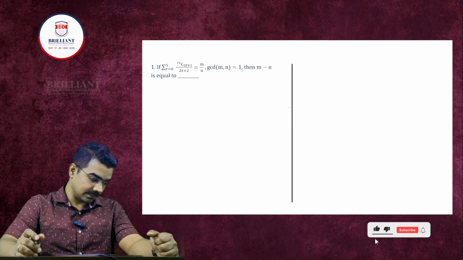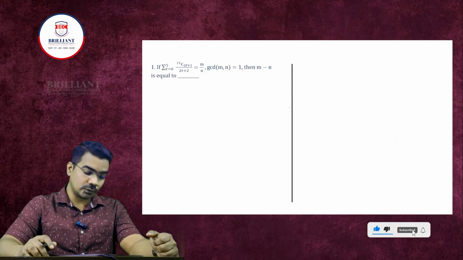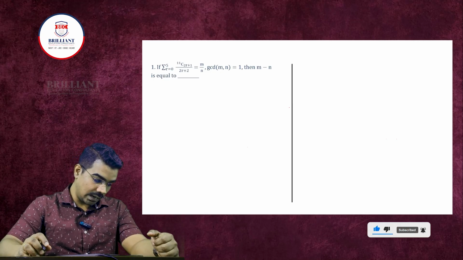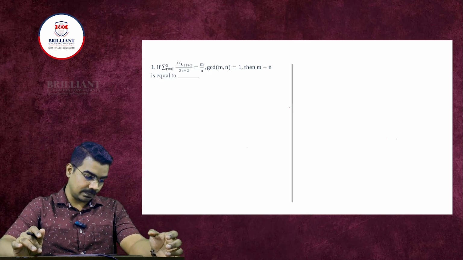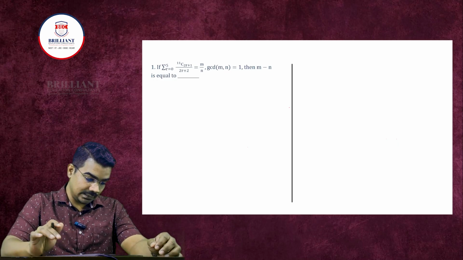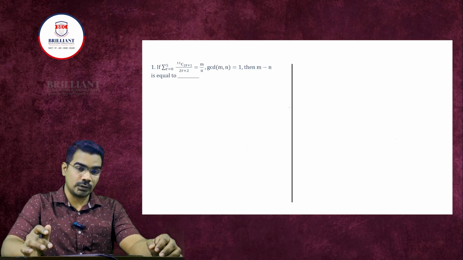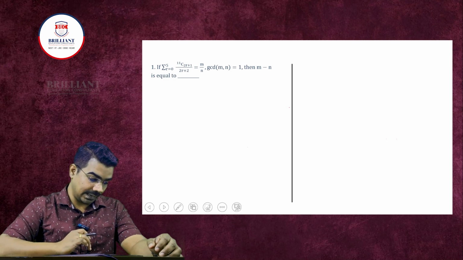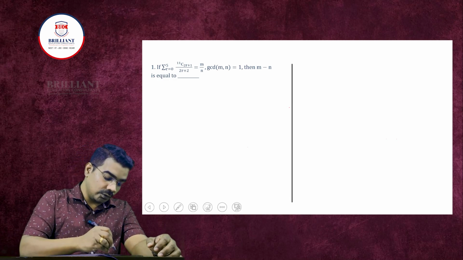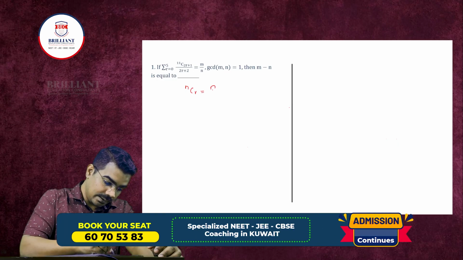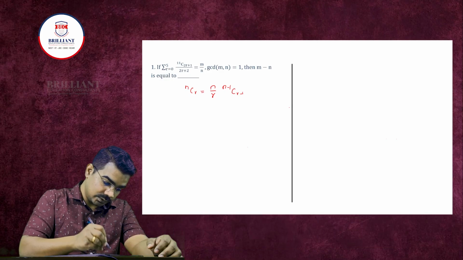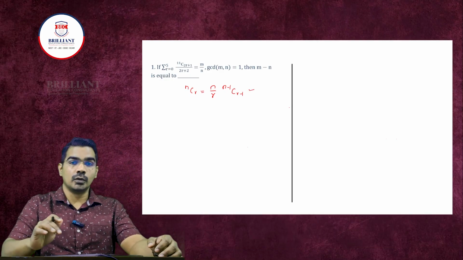The first question is, if sigma r is equal to 0 to 5, 11C(2r+1)/(2r+2) is equal to m by n, GCD of m and n is 1, then m minus n is equal to. We have to find out m minus n. So here we are going to apply the principle nCr is equal to n by r times (n minus 1)C(r minus 1). This is the principle that we are going to use here.